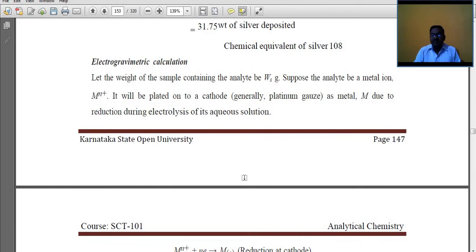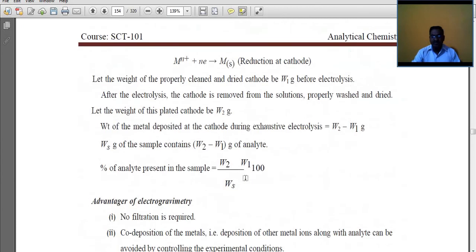In electrogravimetry calculations, let the weight of the sample containing the analyte be Ws gram. Suppose the analyte is a metal ion Mn+. It will be plated onto a cathode as metal M due to the reduction during electrolysis of its aqueous solution: Mn+ plus ne gives M. Let the weight of the properly cleaned and dried cathode be W1 gram before electrolysis.